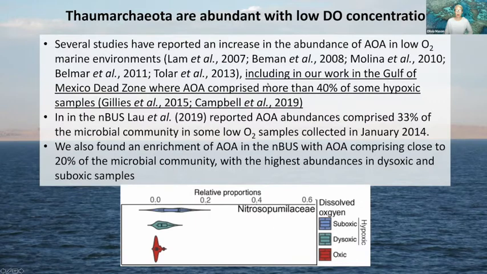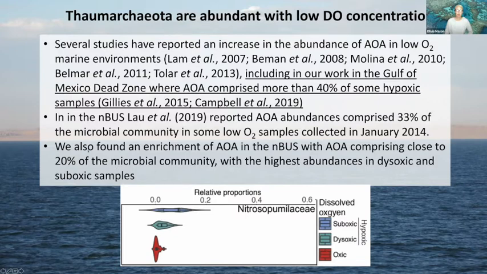That includes our work in the Gulf of Mexico, where some of our samples were up to 40% Thaumarchaeota. In the NBUS, Lau et al. reported that ammonia oxidizing archaea abundances were up to 33% of the microbial community in their low oxygen samples. These were collected in January 2014.